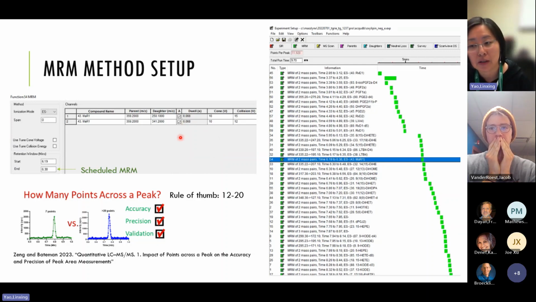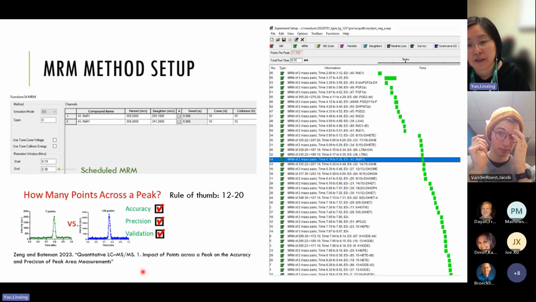Dwell time is the amount of time that the instrument measures one transition. It correlates to the number of data points measured over a chromatography peak. It's very important for quantitative analysis to obtain a proper number of data points across a peak, because the data points define the peak shape, and therefore determine the accuracy and precision of the peak area calculation. The rule of thumb has been 12 to 20 points across a peak.